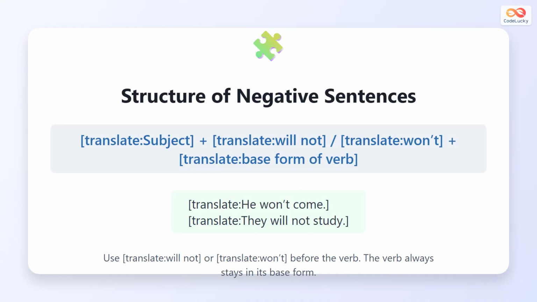The structure of a negative sentence in the simple future tense is subject plus will not or won't plus the base form of the verb. For example, he won't come or they will not study. The verb stays in its base form without any changes.